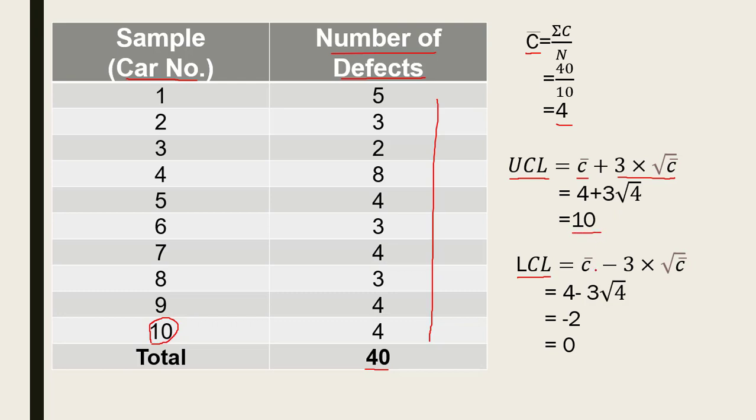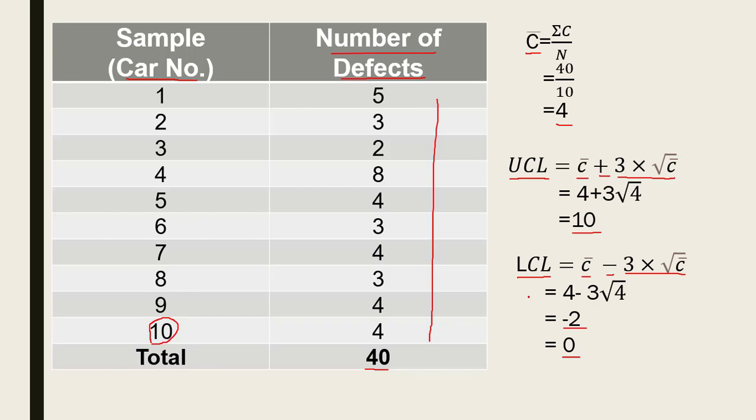Now in the equation of the lower control limit, instead of the plus sign we will put a minus sign: C bar minus 3 under root C bar. So we will get minus 2 from this equation. The lower control limit cannot be on the negative side, so we will put 0 instead of minus 2. Whenever there is a negative lower control limit, we put 0 instead of the negative limit. So we have found C bar, the upper control limit and the lower control limit from these three equations.